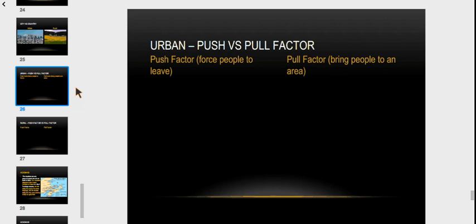The single greatest pull factor for an urban area is jobs. Why do people live in cities? Because there's jobs. Why did I come to New Orleans? Because there's jobs. Push factors tend to include crowding or it's more expensive. But the major thing I want you to understand for urban areas is that the pull factor is jobs.